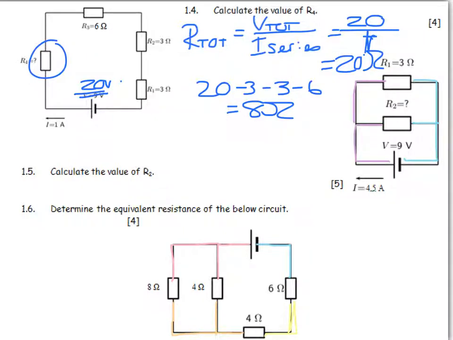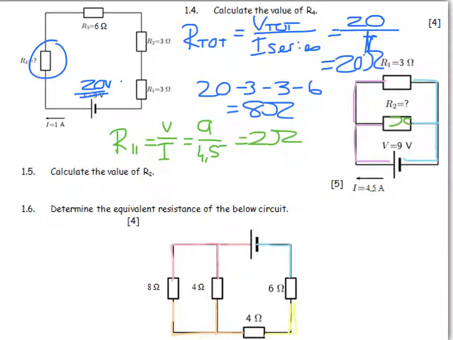Calculate the value of R2. Now things start to get a little bit more tricky over here. First I'm going to find out what is my total resistance. So I'm going to say R parallel, or R total, because there's only the parallel network, is equal to V divided by I, which is equal to 9 divided by 4,5, and that turns out to be 2 ohms.